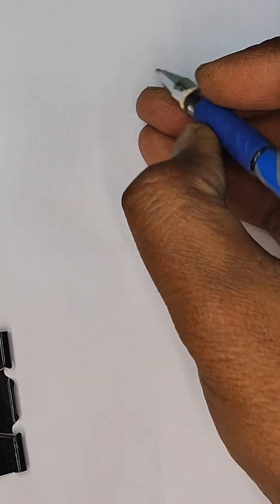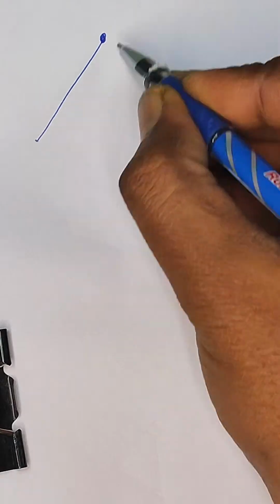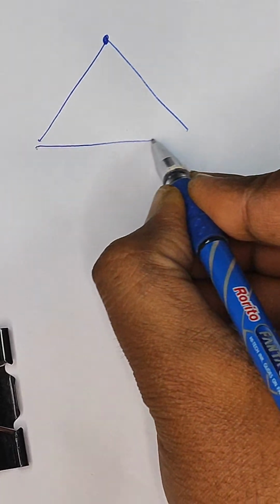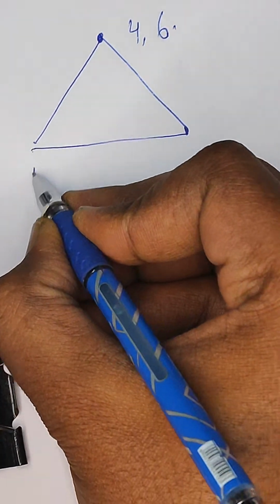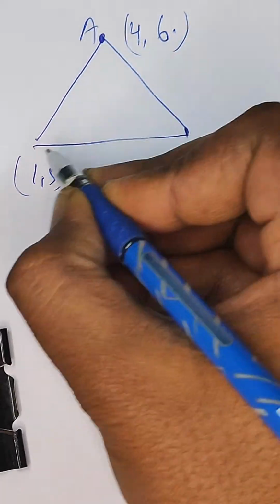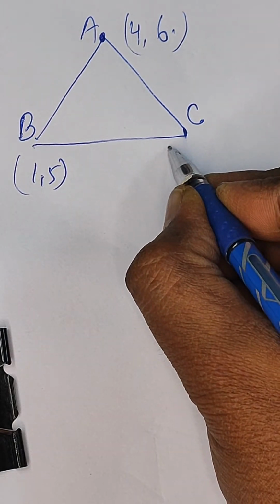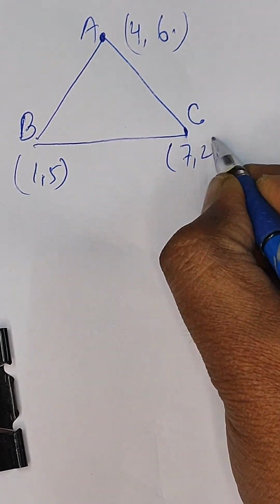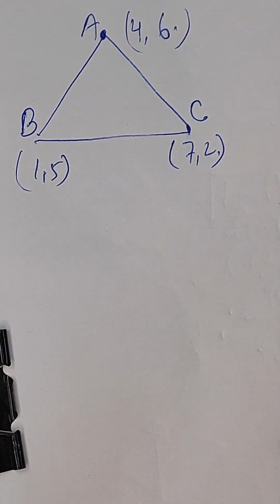with a few questions. The question is that the vertices of a triangle are given to you. This is an NCERT question. The vertices of the triangle are given to you, and these are 4, 6, 1, 5. Let us say this is A, this is B, and this one is C, and the third coordinate is 7, 2. So my dear friends, the vertices of the triangle ABC are given to you.